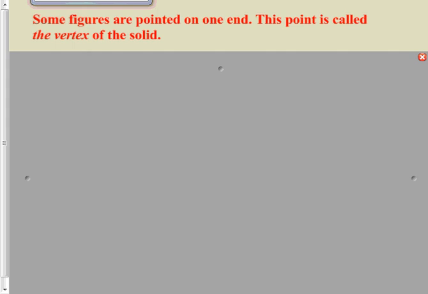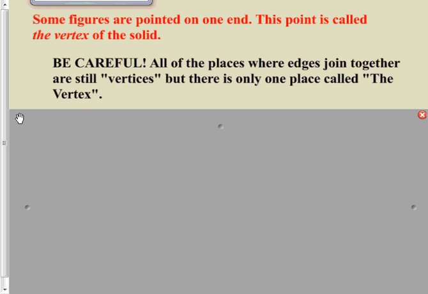Okay, now a couple of extra vocabulary terms here. Some figures are pointed on one end, so to speak. It's difficult to say an end because they could be just about anywhere. It's not necessarily an end, but some figures are pointed on one side. It is like the entire figure collapses down into a point. When that happens, this location, this point that the figure kind of collapses into, is what we call the vertex of the solid.